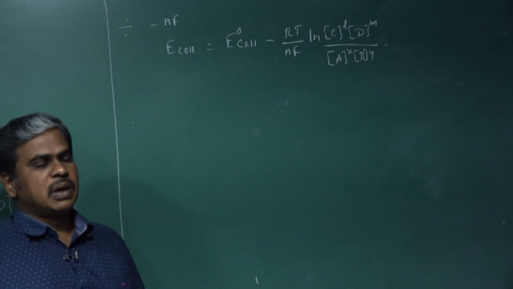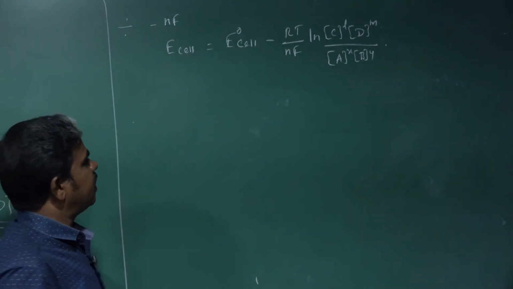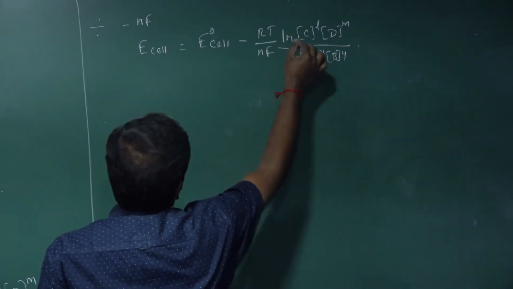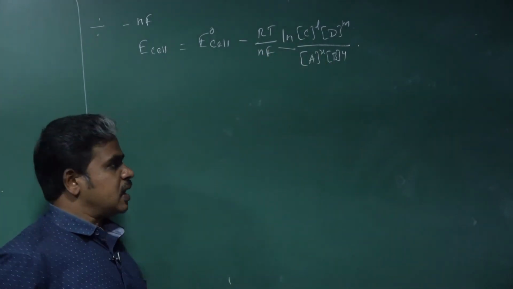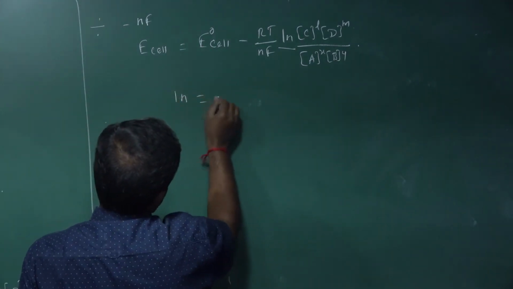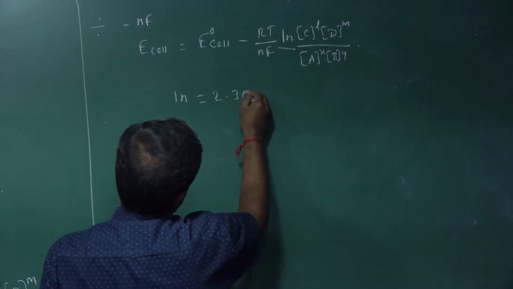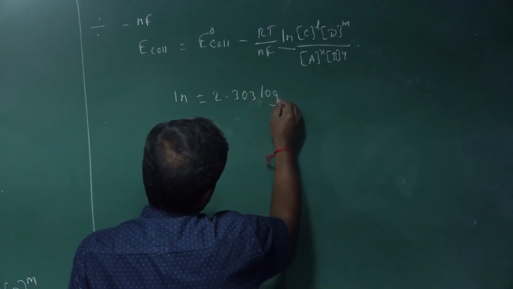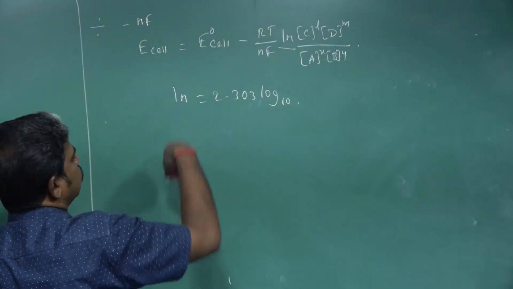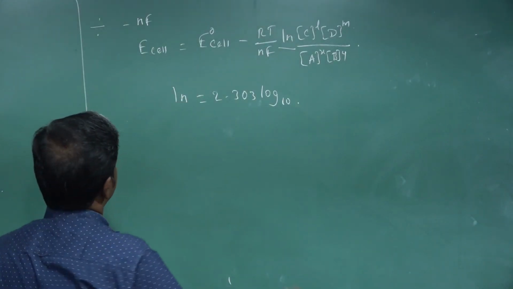So both sides we divide by minus nF. We may take the ln value: ln is equal to 2.303 log base 10. So substitute the ln with log.